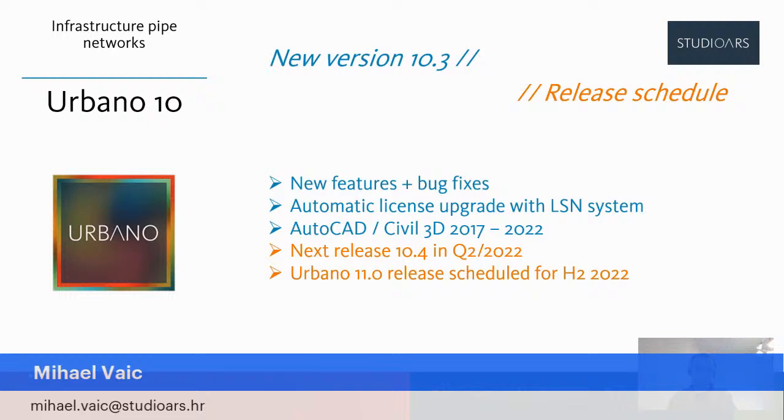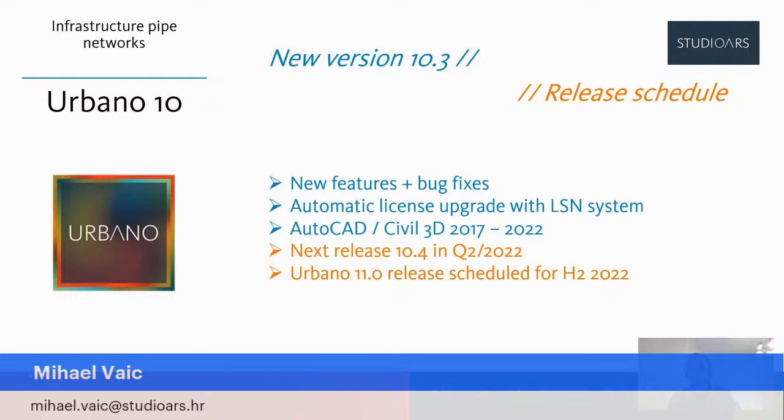Same as version 10.2, this release supports AutoCAD and Civil 3D 2017 to 2022. And possibly this could be also the last release to support 2017. This is something that will be decided next year when we release 10.4.